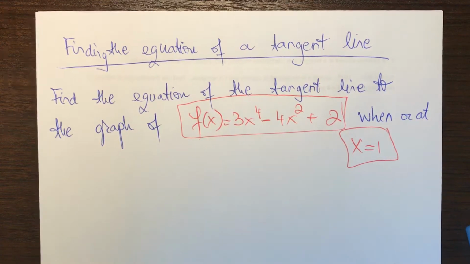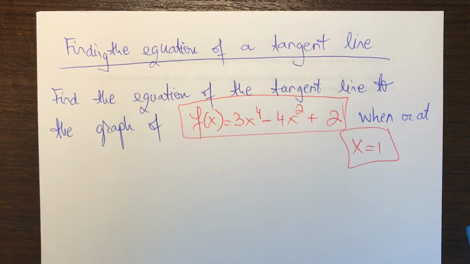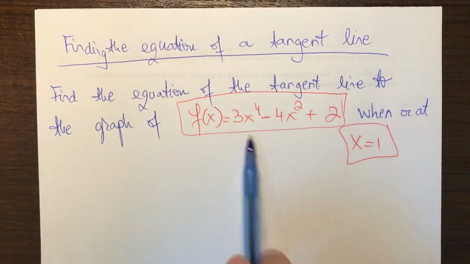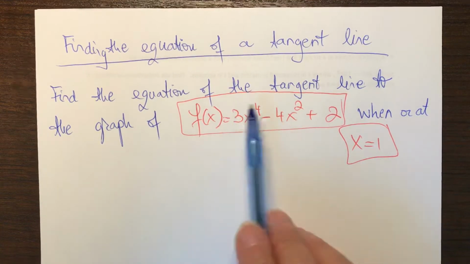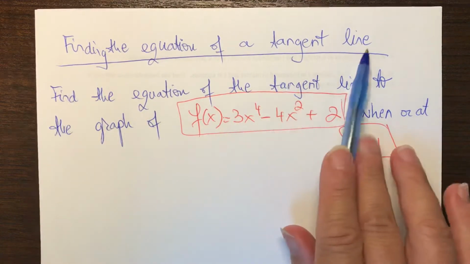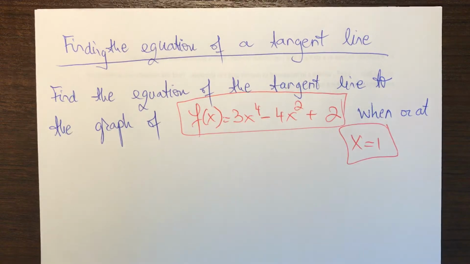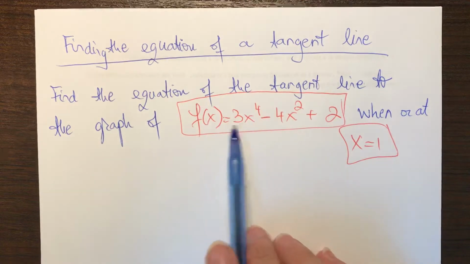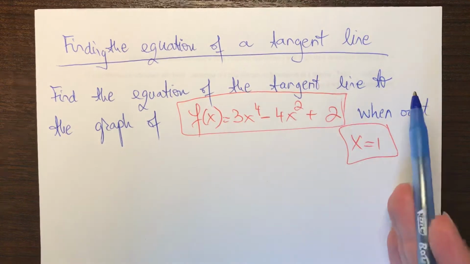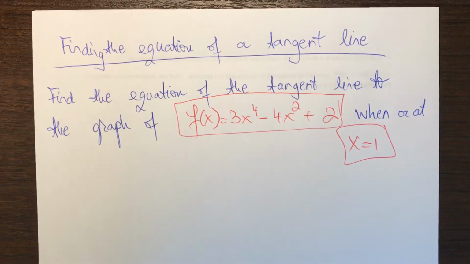So again, given harder functions, right, we're dealing with more and more complicated functions, but the question always will be the same. Find the equation of the tangent line to the graph of, let's say, this function here, which is one that we've just learned how to deal with, when x is equal to 1. So let's see what that means first of all.